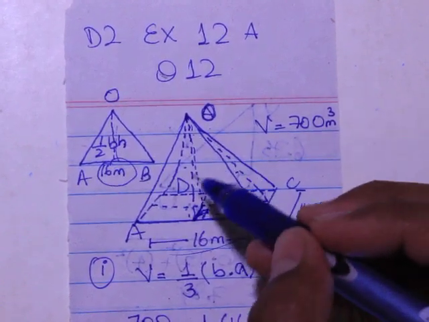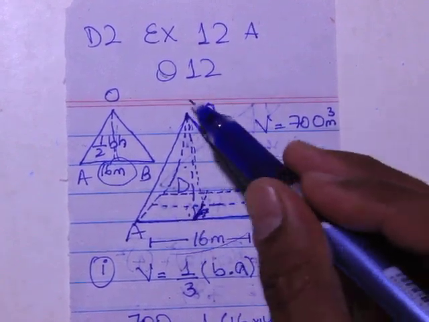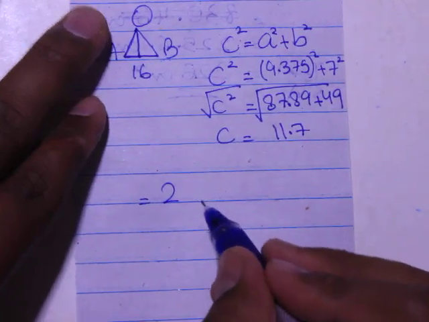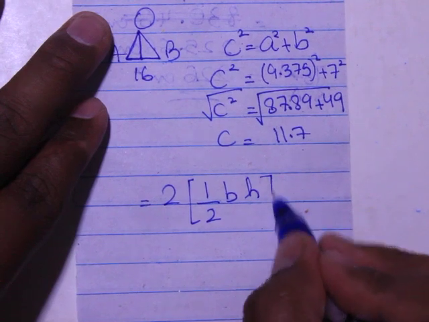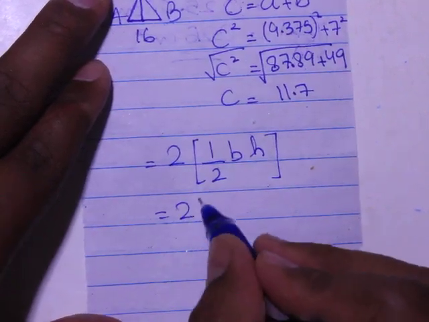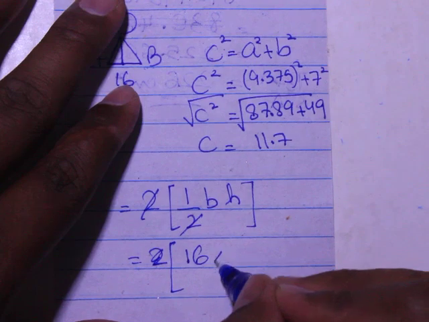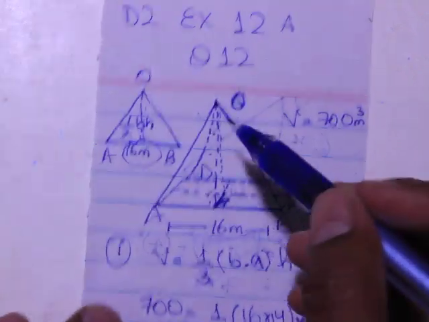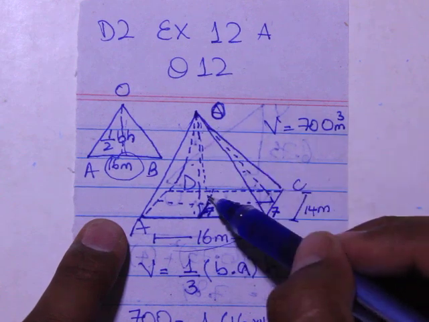But one more thing: we have two same faces, this OAB and, on the back side, ODC. So we will use two times 1/2 base into height, both having the same base and the same height. The 2 cancels with the 1/2, the base is 16 meter, and we have two heights, a slant height and the height of the pyramid.